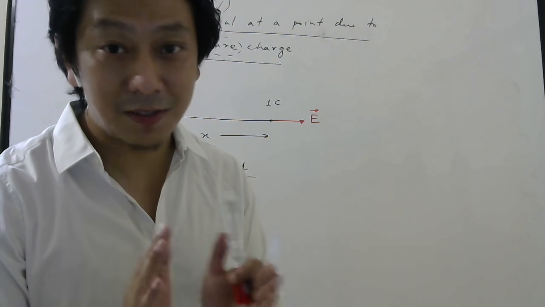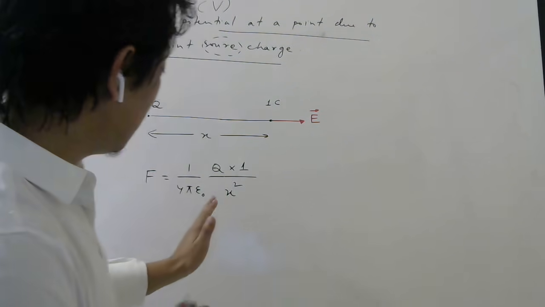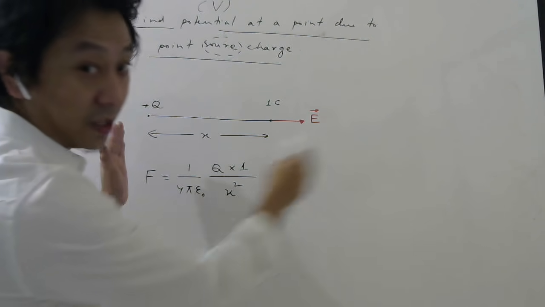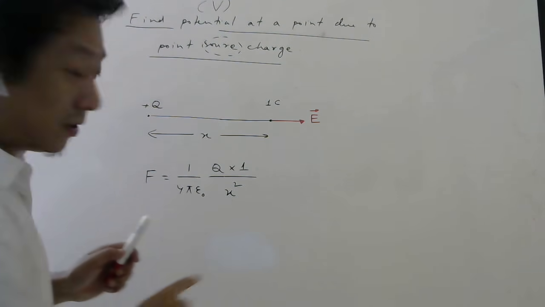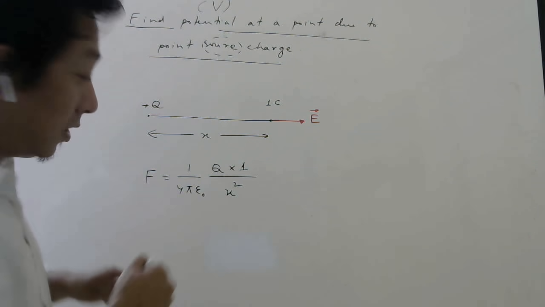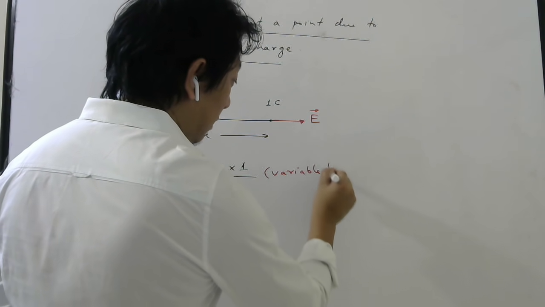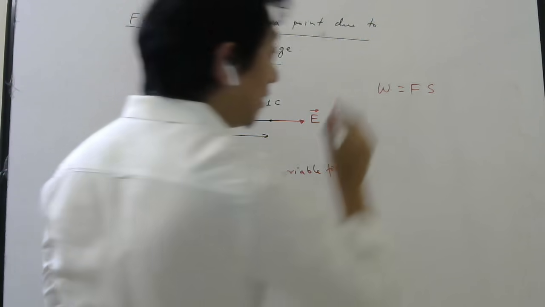Please revise first PU. If it is not clear, let me know, I will revise for you. So since force is variable, because x will keep changing, when I bring this 1 coulomb from infinity to some point, this x will keep changing. So if x changes, this force will change. So it is what kind of force? Variable force. So for variable force, work done cannot be written simply as force into displacement.